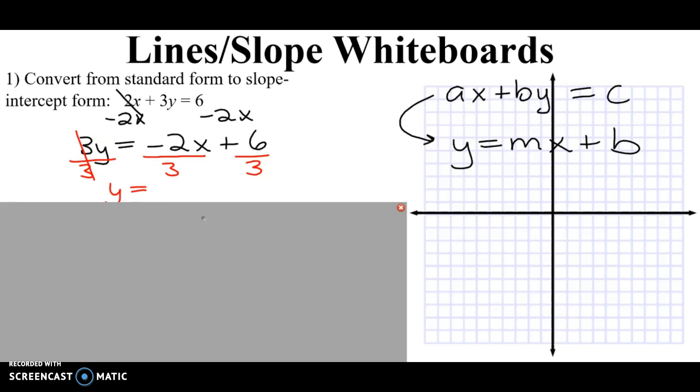So our final answer, that cancels, would be y equals... Now don't put that in your calculator and get a decimal. Slope is actually better as a fraction. So keep that as negative 2/3 x plus 2. That is your answer for number 1.